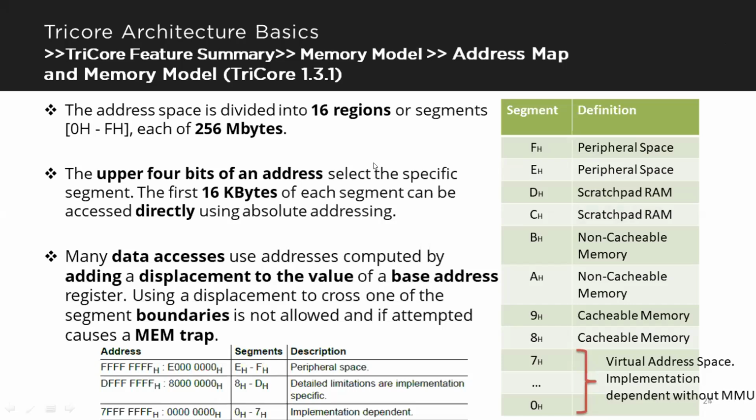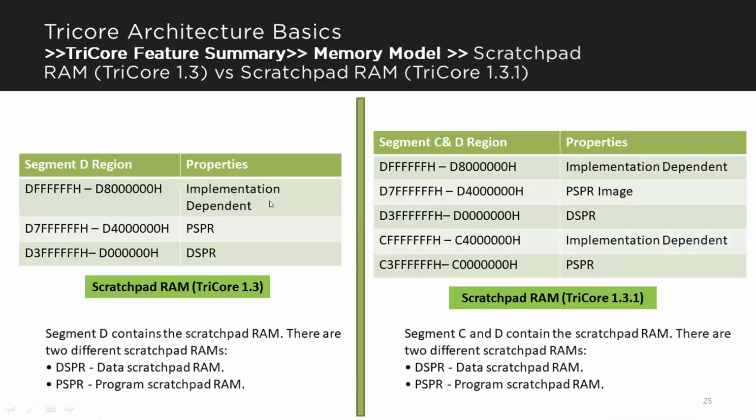If you notice the difference between TriCore 1.3 and 1.3.1, which is the upgrade of the TriCore 1.3, you will find basically the difference is inside the scratchpad RAM. For 1.3, the scratchpad RAM is only the D segment, and for 1.3.1, the scratchpad RAM is for segments C and D. And this represents the differences between 1.3 and 1.3.1.